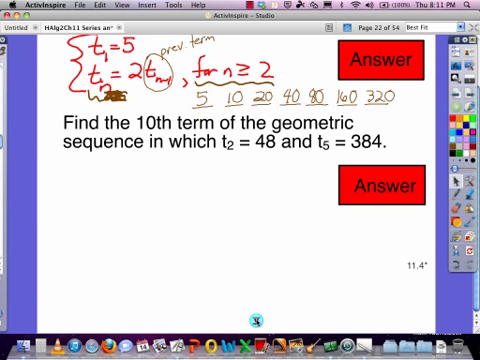So let's write ourselves a little visual to put things in perspective, and it would go something like this. First term, second term, third term, fourth term, fifth term. We'll make a couple others here.